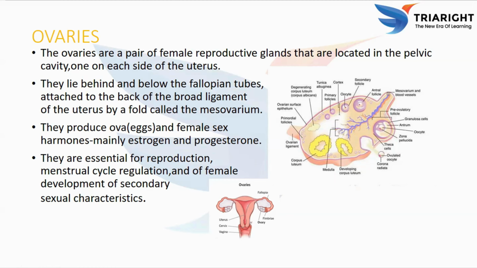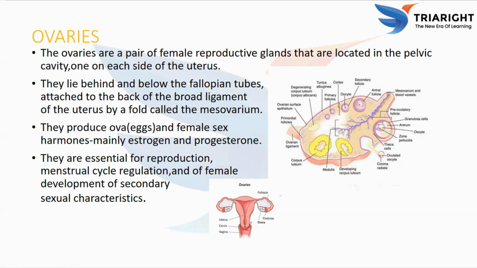What surfaces? Medial and lateral. And it has two borders, anterior and posterior. Anterior is nothing but the mesovarian border and posterior is nothing but the free border. Here you can see at the top the mesovarium. So this is the anterior border, whereas this is the posterior border, nothing but the free border. And it has two poles, the upper tubal end and also the lower uterine end.